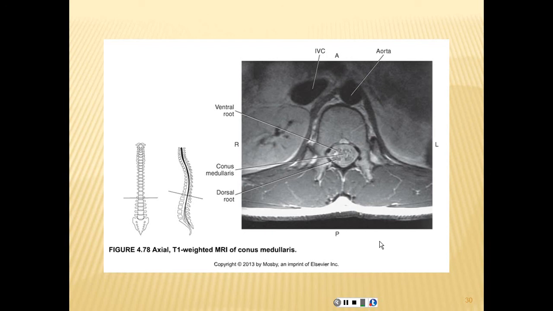The dorsal horns contain neurons and sensory fibers that enter the cord from the body periphery via the dorsal roots. The dorsal root ganglion, an oval enlargement of the dorsal root that contains the nerve cell bodies of the sensory neurons, is located in the intervertebral foramen. The ventral horns contain nerve cell bodies of the efferent or motor neurons.